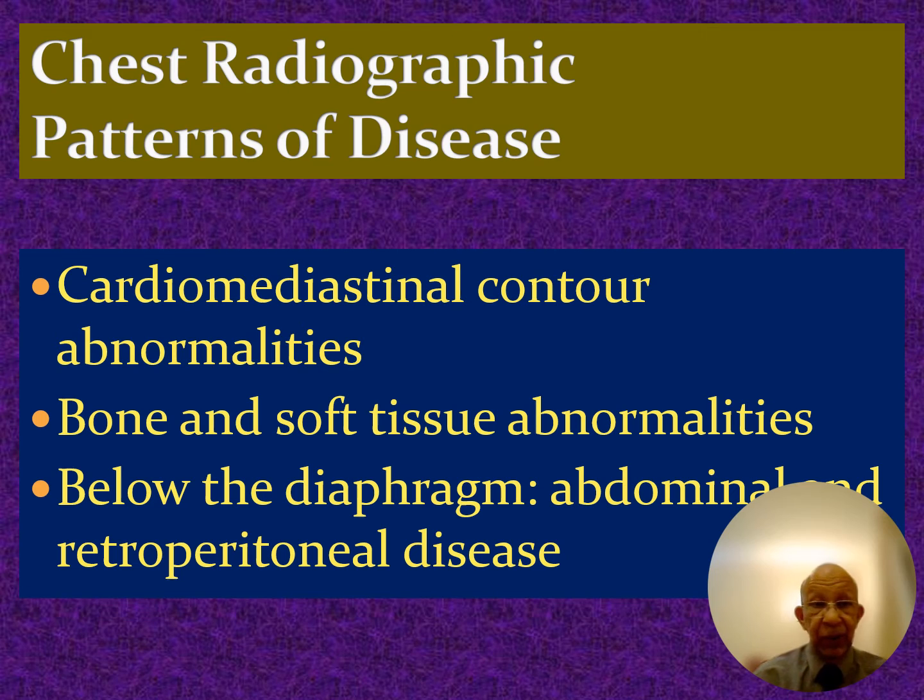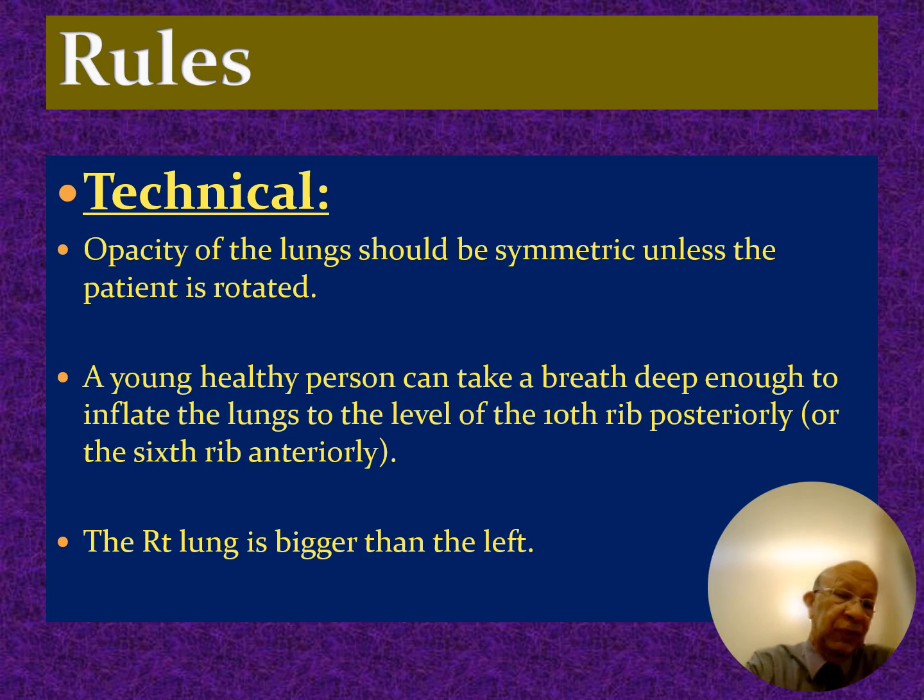Right? You really need to assess for patterns like the cardiomediastinal contour abnormalities, the bones and soft tissue abnormalities, and you look below the diaphragm to assess for any abdominal pathology. Okay. Now let's go through a fascinating part of the talk. Now this is about highlighting the rules, right? And if you know the rules, you're more likely to identify the pathology fast. Okay, but if you don't know the rules, you will just look at an X-ray and you're not sure what's going on. So the important thing is to be aware of these technical rules.